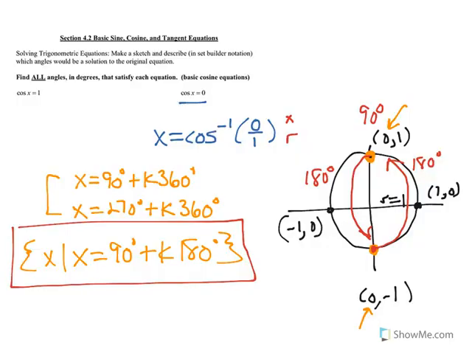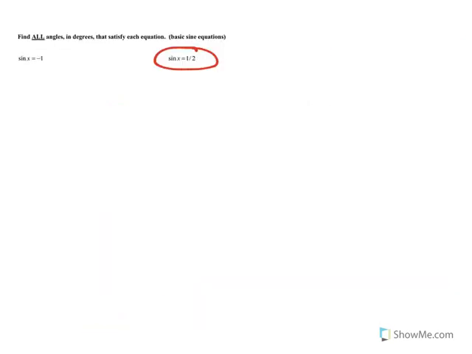So looking at the next examples after that one, we have tangent. So same directions, they want us to find all angles in degrees that satisfy each equation. So we'll do inverse tangent of both sides. That will get x by itself. Inverse tangent of a 1-to-1 ratio. So if the ratio doesn't look like a fraction, go ahead and make it look like a fraction so you can figure out what you're dealing with.